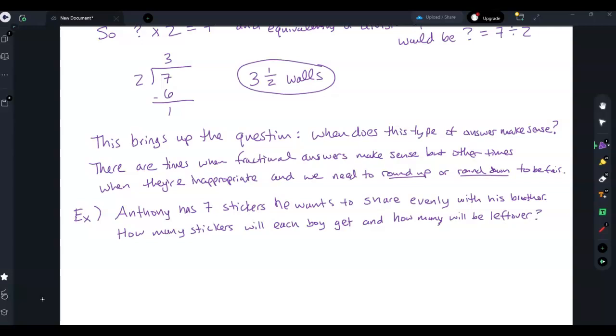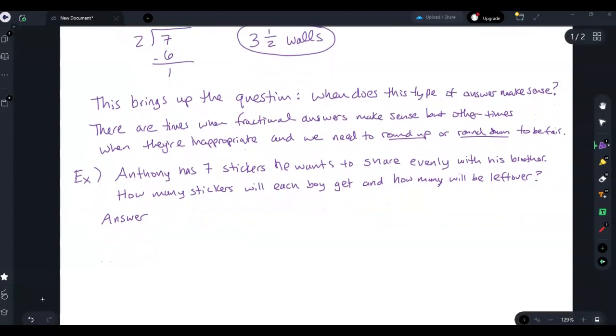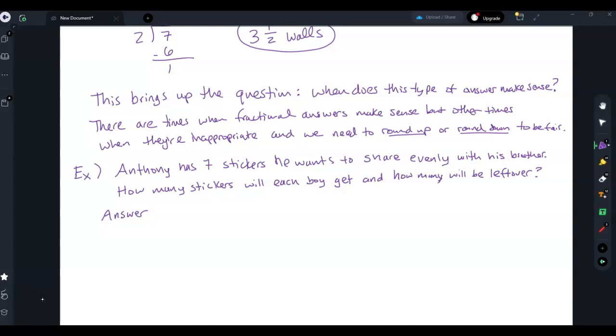So by asking it this way, we're indicating that we don't want a fractional answer. Even though this is the same problem, this is still 7 divided by 2. I have 7 stickers divided among 2 boys, right? Even though that's the case, my answer is not 3.5. In this case, it would actually be 3 stickers each with 1 left over.